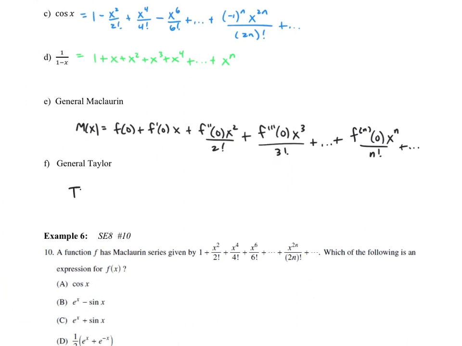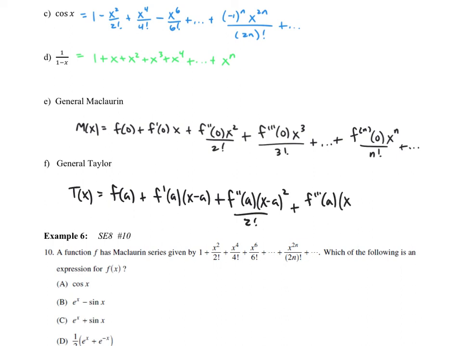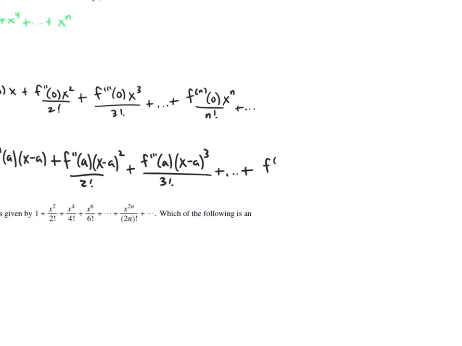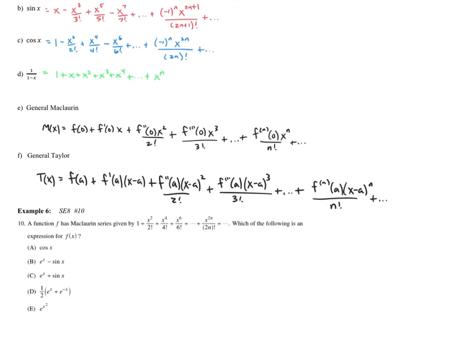And then the general Taylor, centered anywhere. In this case, we'll just center it at a, so it's f of a plus f prime of a times x minus a plus f double prime of a times x minus a squared over 2 factorial, f triple prime of a times x minus a cubed divided by 3 factorial, and so on. This one's a little longer, so we have the nth derivative at a of x minus a to the n over n factorial, and there we go.